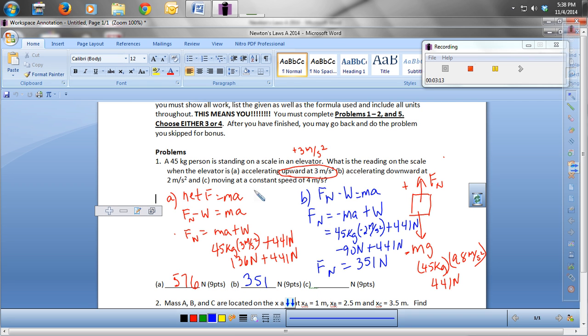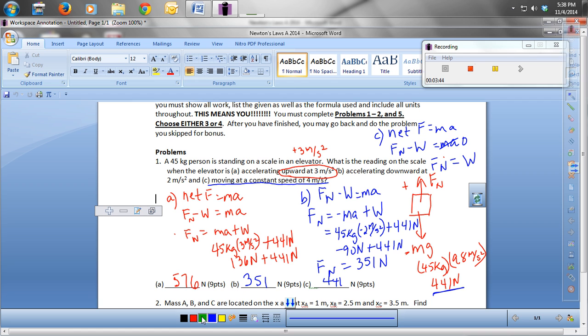Now, C says it's not going to accelerate at all because it's moving at a constant speed. So if net F is equal to ma, and I'm doing part C right here, then I have the force normal minus the weight is equal to ma. This whole side is 0 because it's not accelerating, so the force normal is simply the weight of the man. And he weighs 441 newtons. How do I know? We calculated it right there.